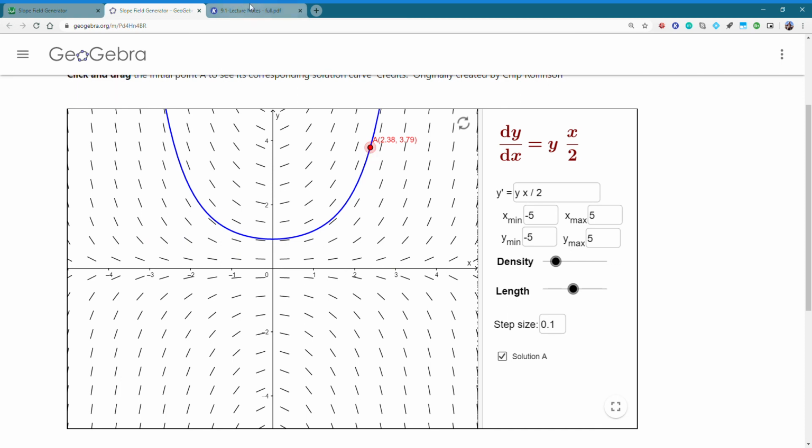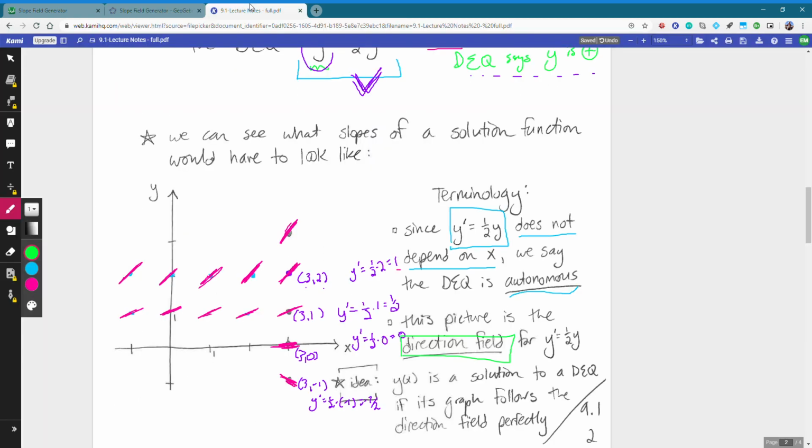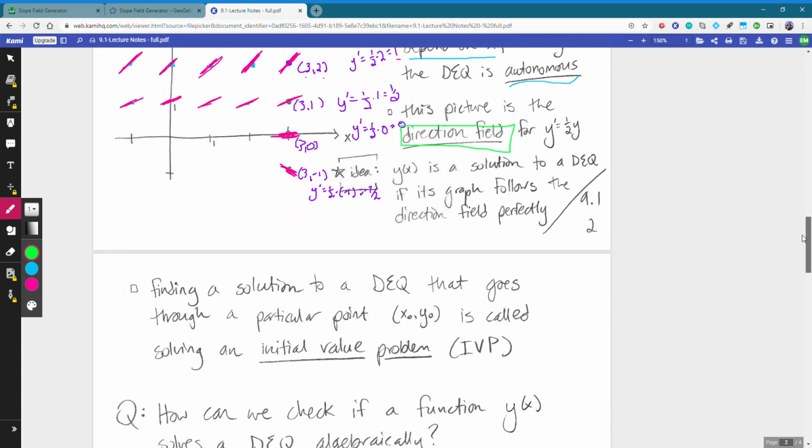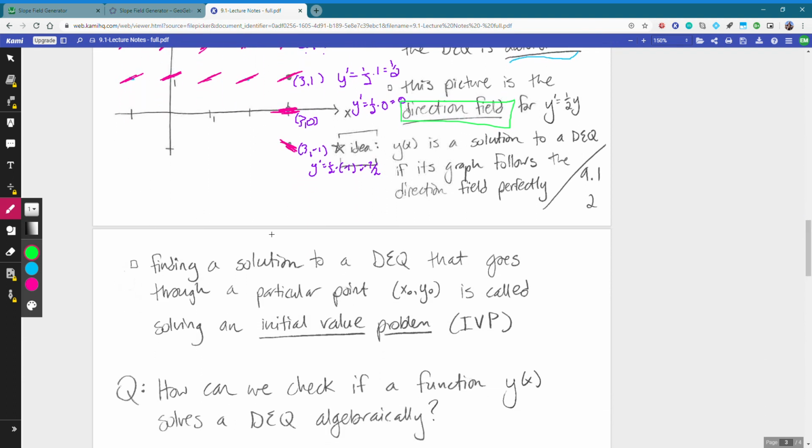Now that's the idea. All right, moving back to the notes. So as we said, finding a solution to a differential equation that goes through a particular point, in the interactive it was that red point we were looking at, is called solving an initial value problem.